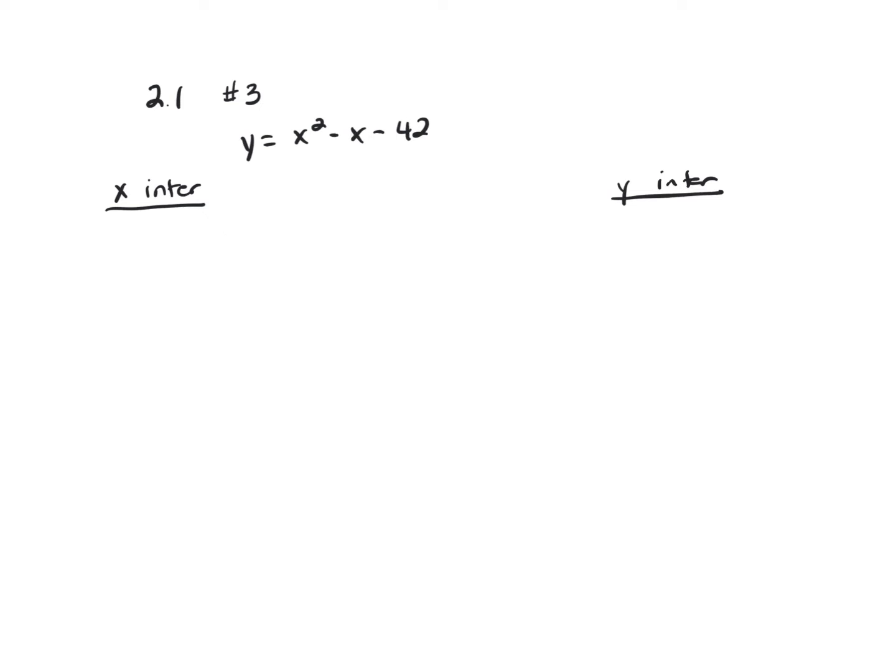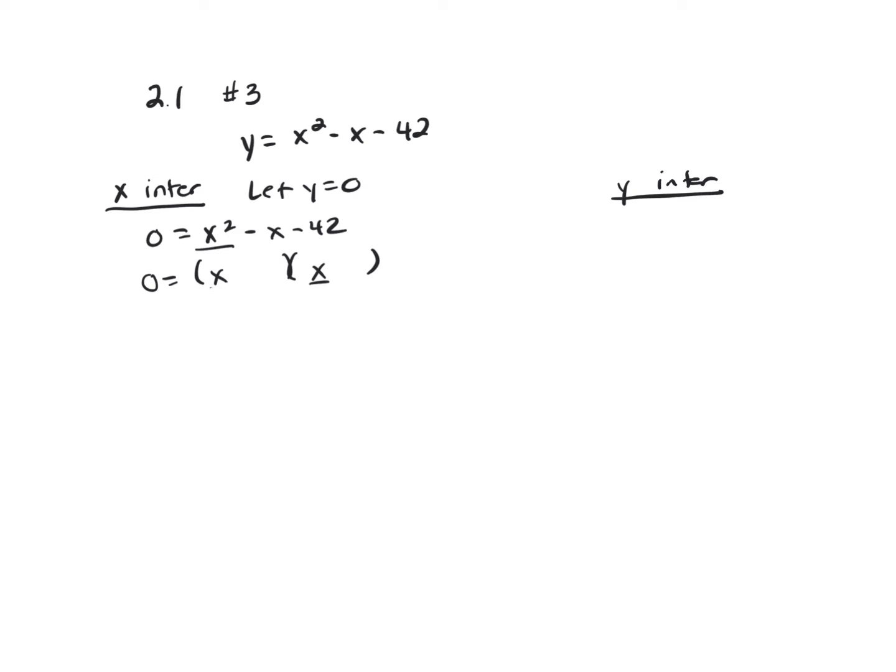To find the x-intercepts, you always let y equal 0. So that's 0 equals x squared minus x minus 42. And to factor this, if it will factor into two binomials, this spot times this spot must give you x squared, so that would be x times x.